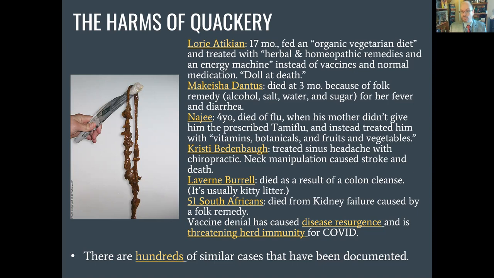She died as a result of that folk remedy because she had something wrong with her and it didn't get better with the folk remedy. Najee was a 4-year-old who died of flu when his mother didn't give him the prescribed Tamiflu and insisted instead he be treated with vitamins, botanicals, and fruits and vegetables. Christy Bidenbaugh treated a sinus infection with chiropractic. The manipulation that she got caused a stroke and she died.